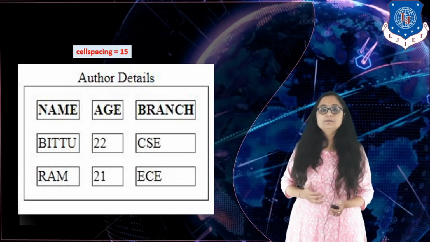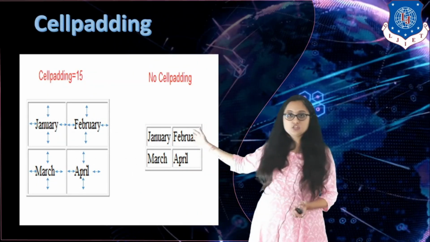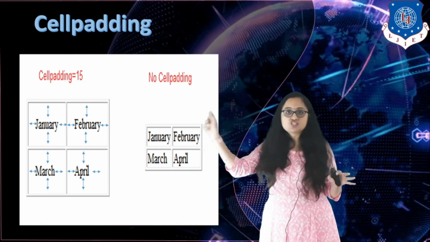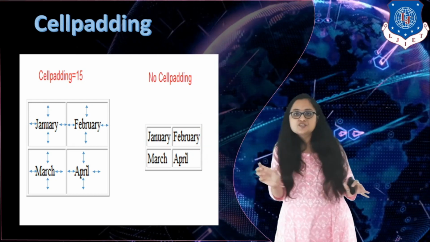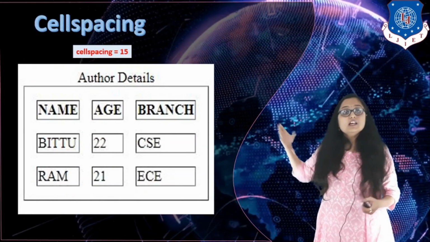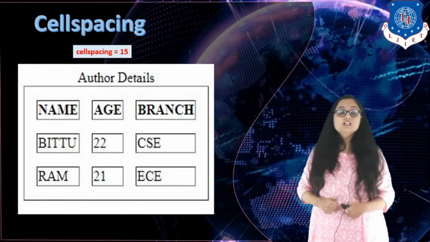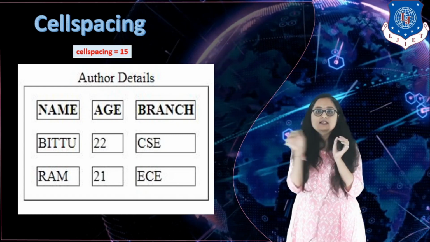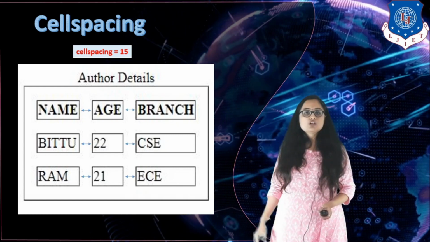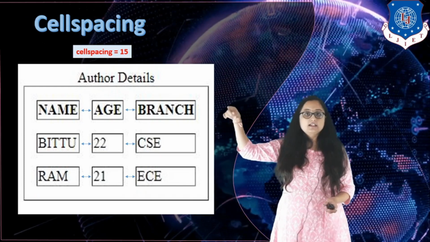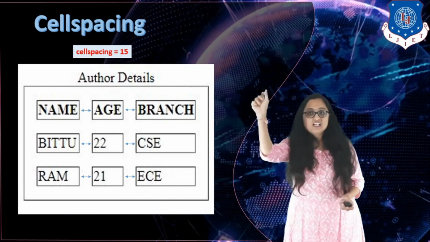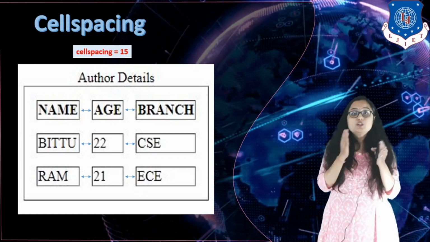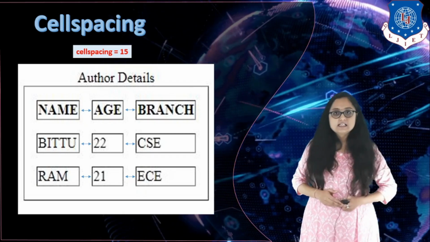You can see in the previous one over here that all the cells are intertwined. There is no space between this January cell, February cell, March cell and April cell. Whereas if here I am giving cell spacing equal to 15, you can see that all the cells are separated and there are some spaces between them. You can see these are the spaces that I have highlighted, between age and branch, between age and name, right. So this is cell spacing, that is the space between two cells, inter-cell spacing.